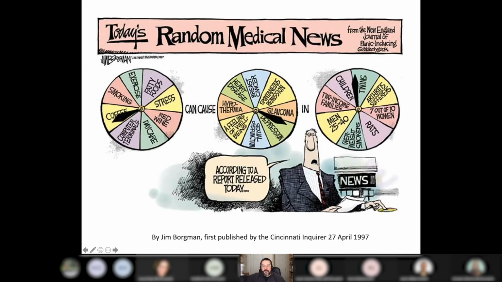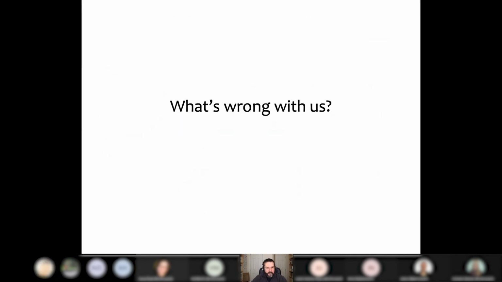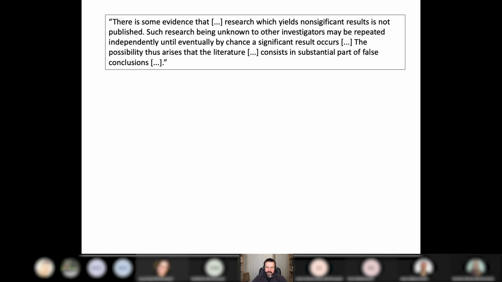Let's pause for a second. Maybe it's not p-values that are wrong. Maybe there is something wrong with us. Have a look at this.